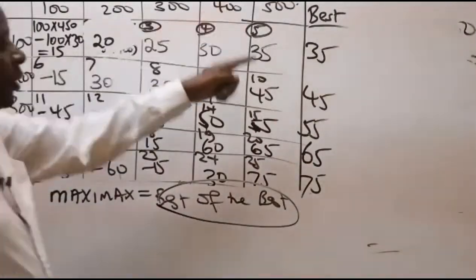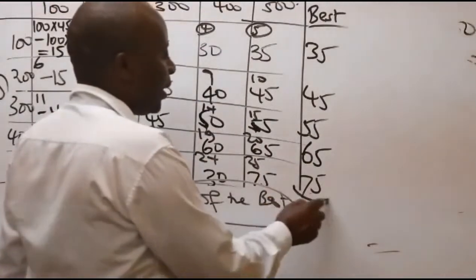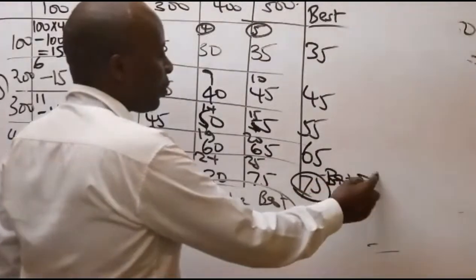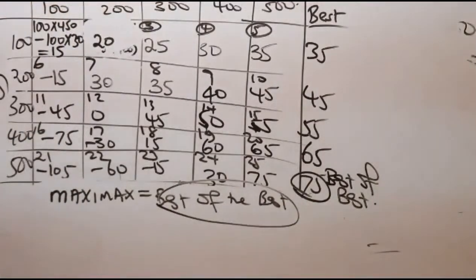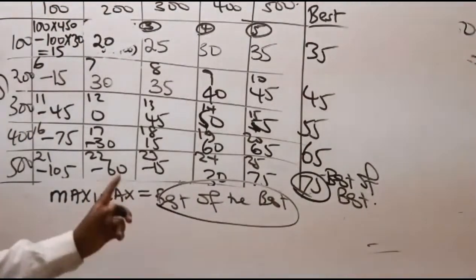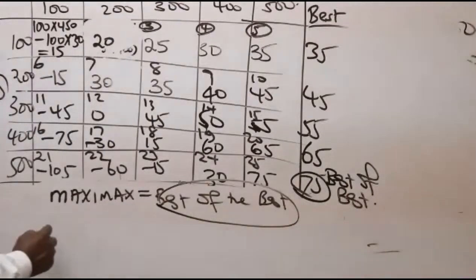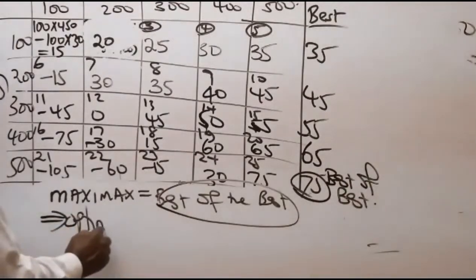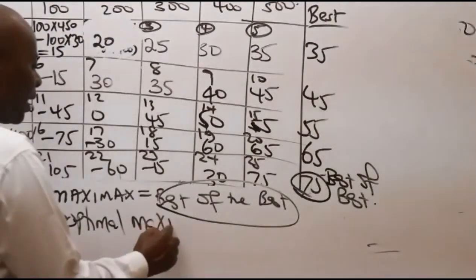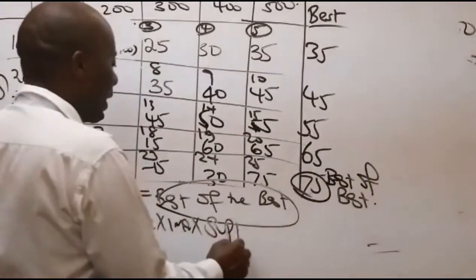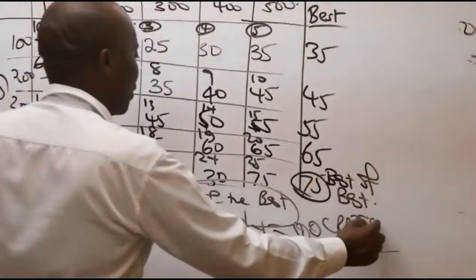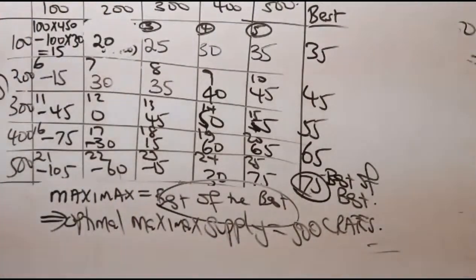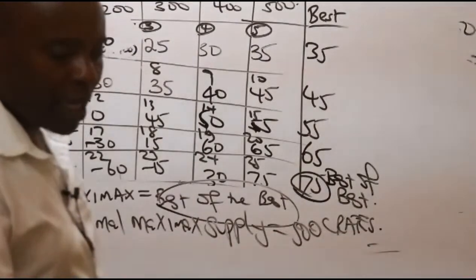Right? So amongst all these, which one is the best of the best? It is this 75. This is what we call best of the best. And if that is the case, then we are advising these people to supply the optimal maxi-maxi supply, which equals 500 crates. That is maxi-maxi. And then, ladies and gentlemen, we have the last one here.